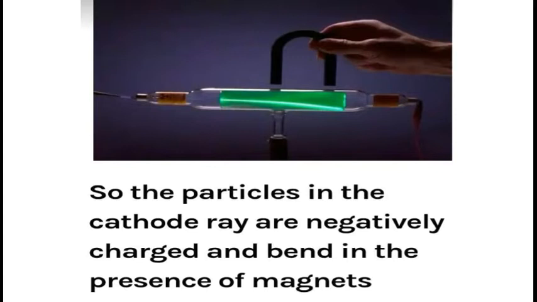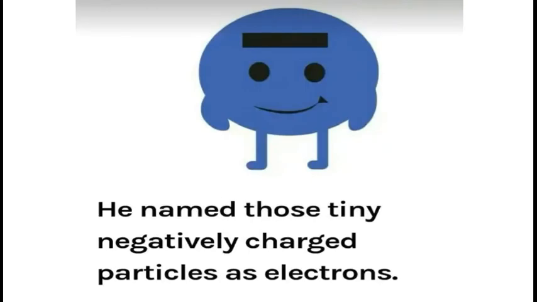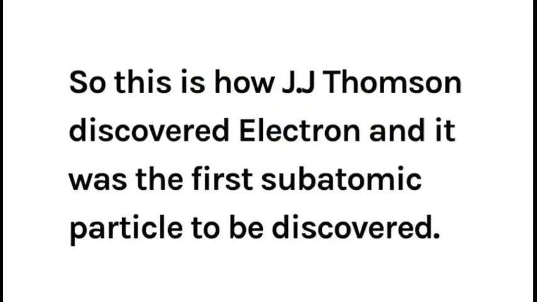When a magnetic field was applied in the path of cathode rays, they were again deflected in a direction in which moving negative charge would be deflected. So the particles in the cathode ray are negatively charged and bend in the presence of magnets. These negatively charged particles reside in atom and are knocked out when electricity is passed through them. He named those tiny negatively charged particles as electrons. So this is how J.J. Thomson discovered electron, and it was the first subatomic particle to be discovered.